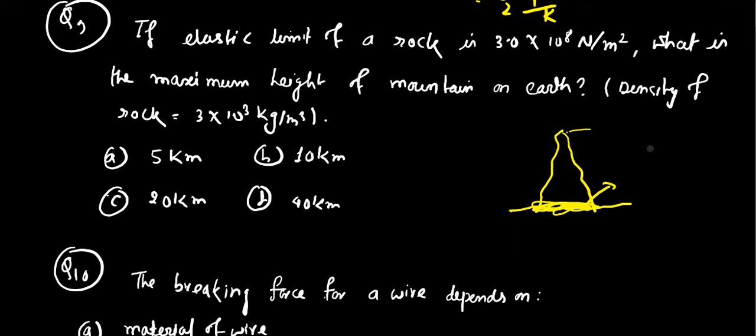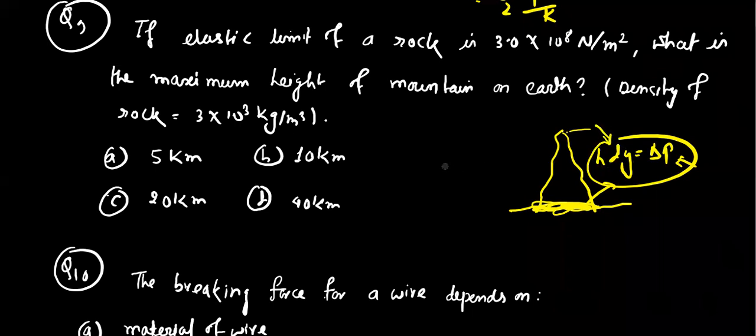It is given to find out height here, so we are going to use the pressure formula hdg. So this is our maximum stress, and this is the expression of stress. So hdg equal to delta P, and its value is 3.0 into 10 power 8 Newton on calculation. We have to find here h, that's why this is d and g.